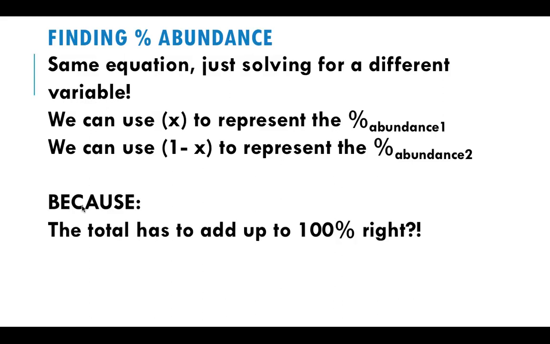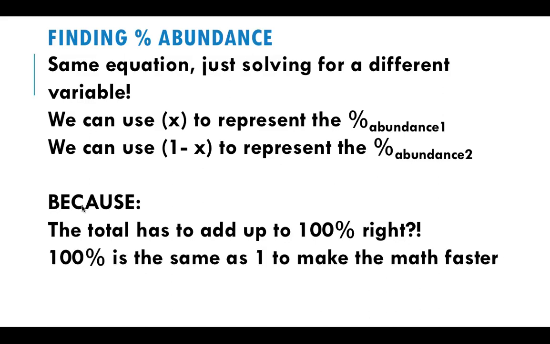Clearly, we want 1 minus X because both abundances have to add up to 100%. That makes sense, right? And remember, 100% is the same as 1 to make the math easier. So remember to undo a percentage, just divide by 100.